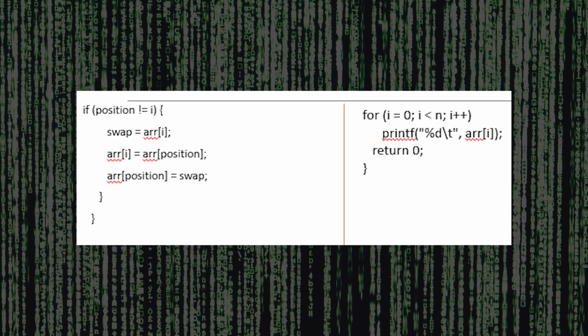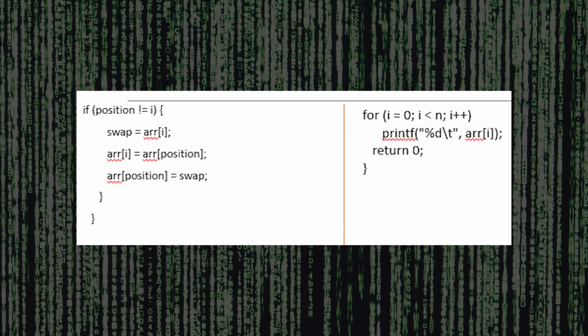After this loop I am taking another condition. If position does not equal i, if this condition is satisfied, I need to swap these two values. The value of arr[i] will be assigned to swap, arr[position] will be assigned to arr[i], and at the last the value of swap will be assigned to arr[position]. So, this is basically a swap condition over here, and at the last we need to print the sorted elements.